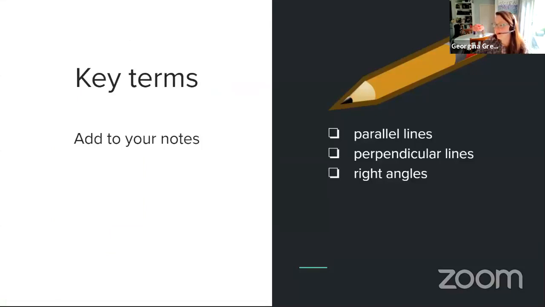So add to your notes, what's the definition of a parallel line? What's the definition of a perpendicular line? And what's a right angle? And you could include those diagrams to help make it clear. Or you can be inventive and create your own illustrations. If you're watching this later, you can pause to make sure that it goes at your pace. You can rewind to get the definitions and add them in.